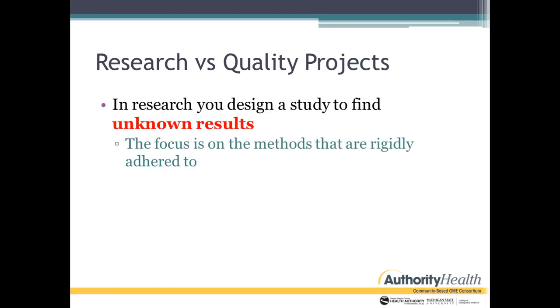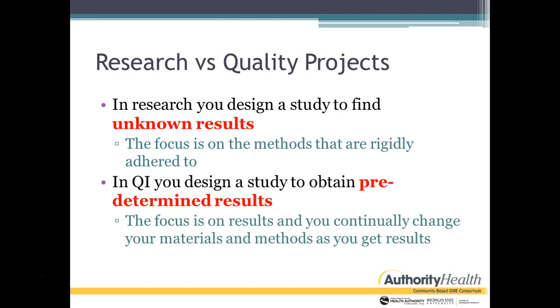So in research, you design a study to find unknown results, and the focus is on the methods that are rigidly adhered to, right? In quality improvement, you design a study to obtain predetermined results, whatever your aim is, and the focus is on the results actually, and you continually change your materials and methods as you go to improve.